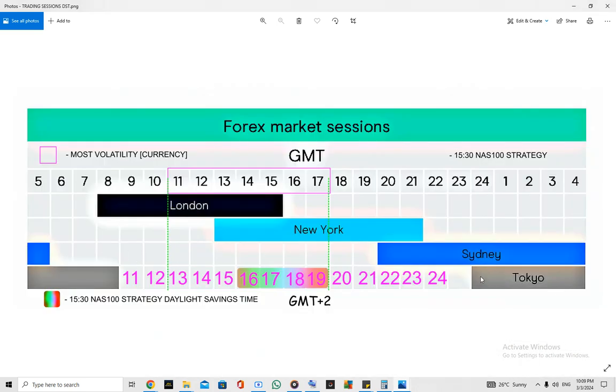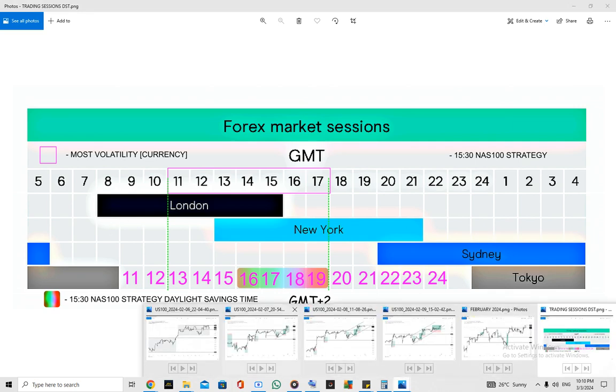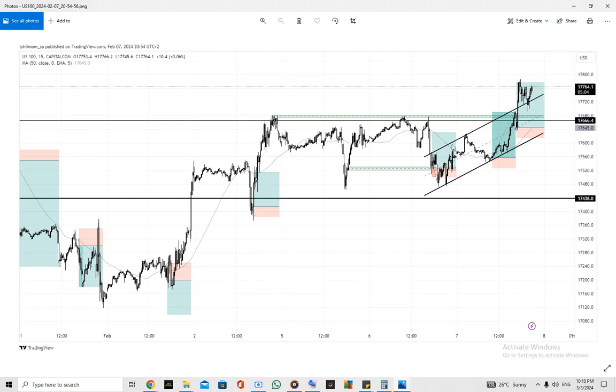This gray part here, after 24, which is obviously midnight. So as you can see, these are the early hours in the morning. The gray part ends. Tokyo ends at 10 in the morning, where the London session starts. So what happened here is consolidation, and what happened here during the Tokyo session overlapping with the London session is what we would call manipulation.